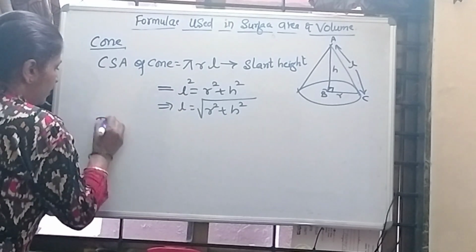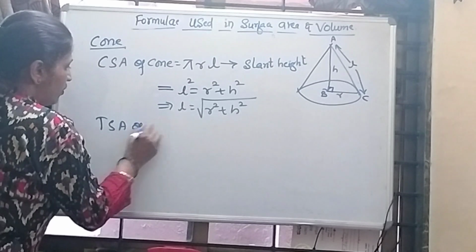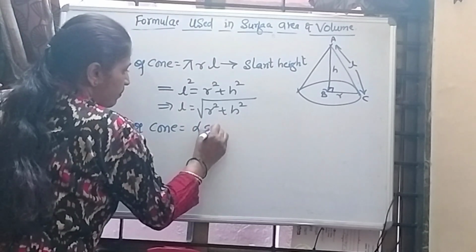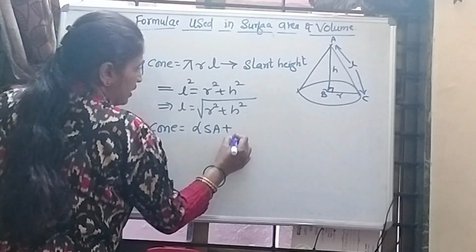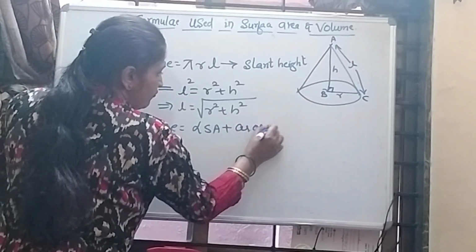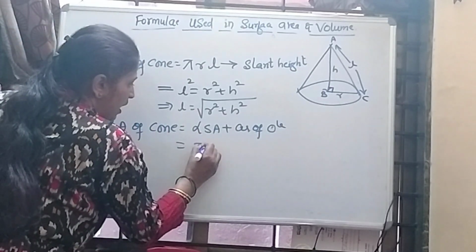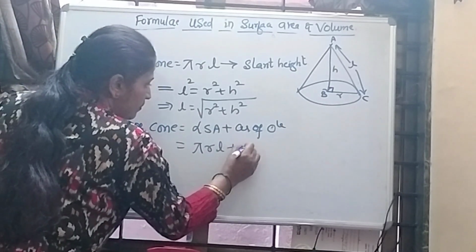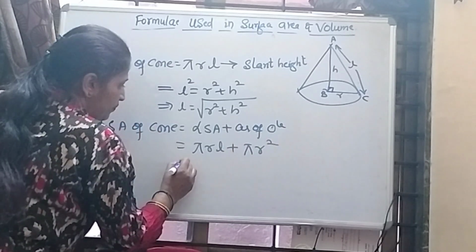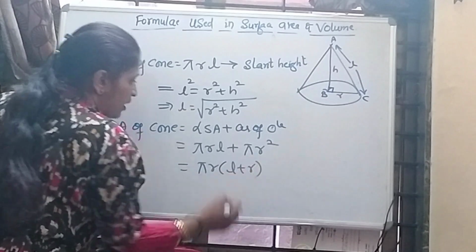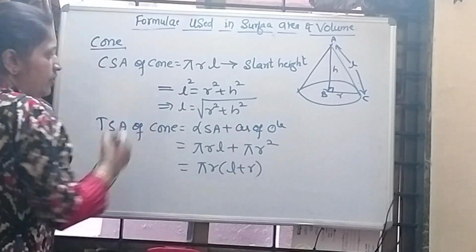Next we have TSA of cone. So it is LSA plus the area of one circle, that is the area of circle. So LSA is pi r L plus pi r square. If you take pi r common, pi r into L plus r is the TSA of cone.